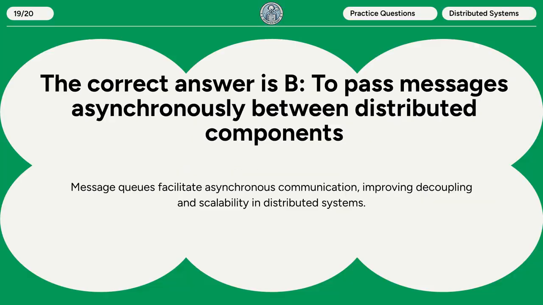The correct answer is B. To pass messages asynchronously between distributed components. Message queues facilitate asynchronous communication, improving decoupling and scalability in distributed systems.